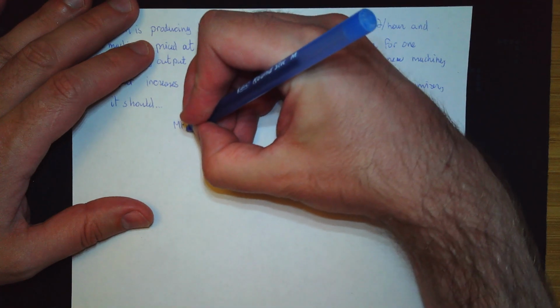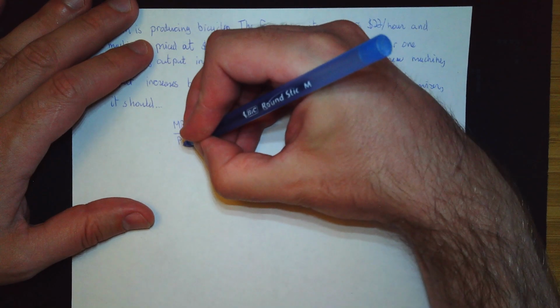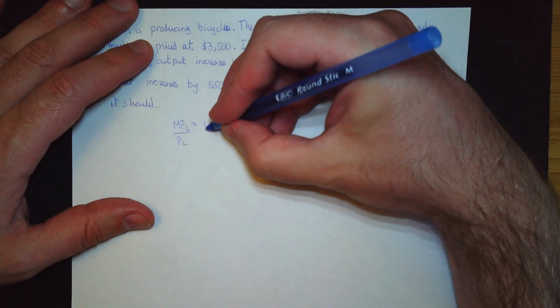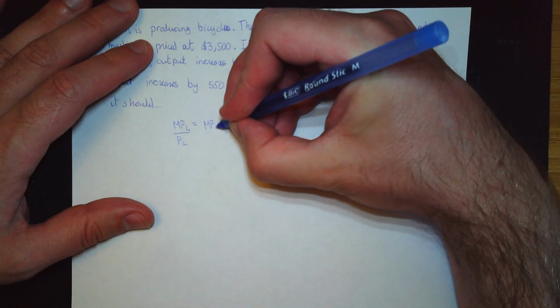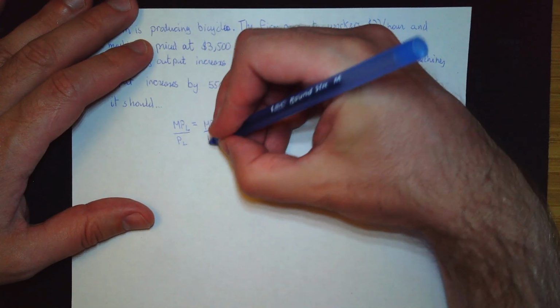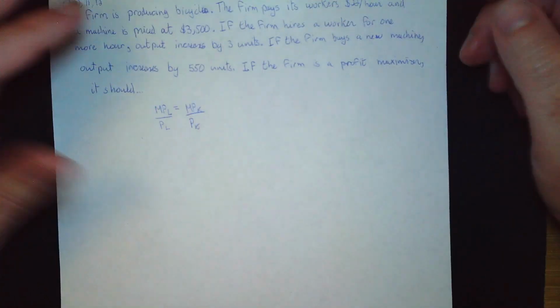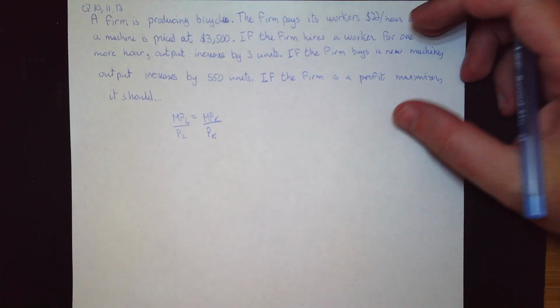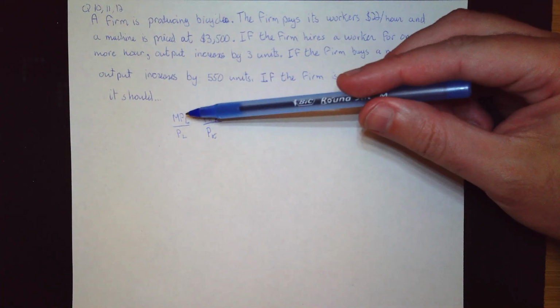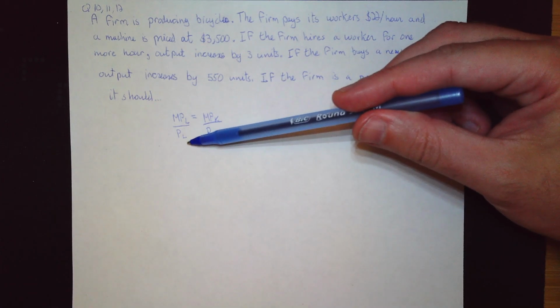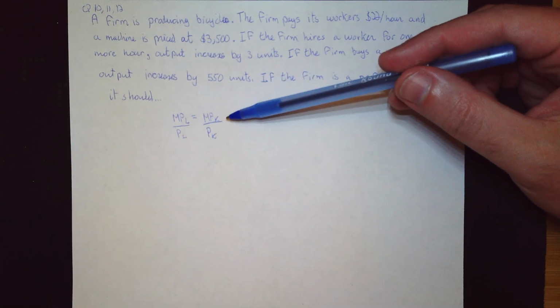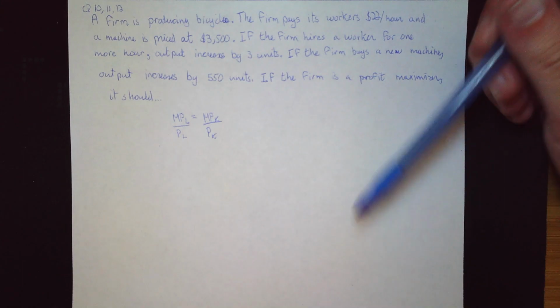I gave you an equation that for a profit maximizer, the MPL divided by PL should be equal to the MPK divided by PK. Okay, so this means that the marginal product of labor divided by the price of labor should be equal to the marginal product of capital divided by the price of capital.